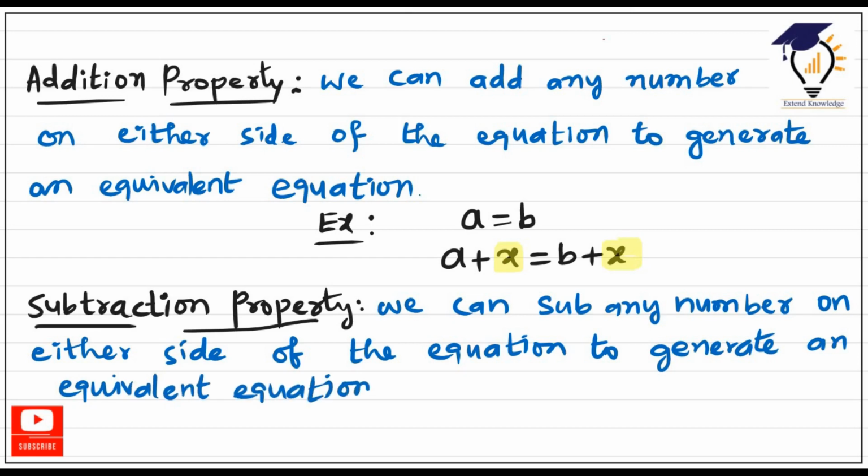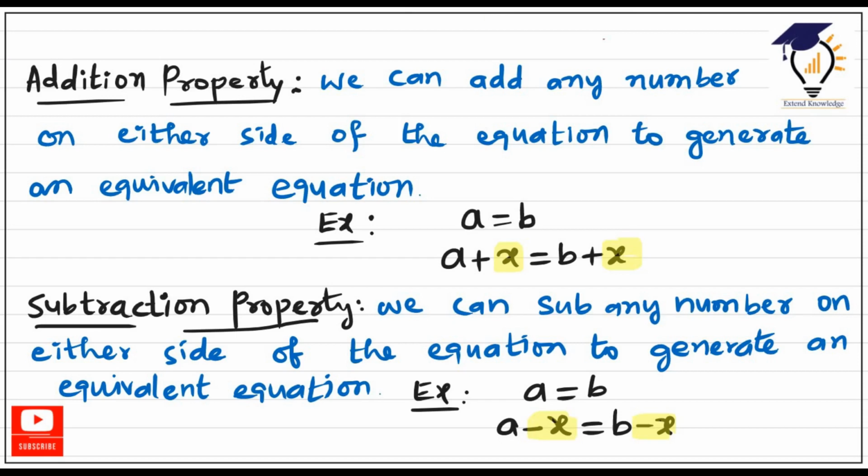So we can subtract as well, just as we were doing addition. I'll show you an example. If A is equal to B is an equation, I'm just subtracting X from both sides, and it still makes an equivalent equation. X is a number which can be subtracted to balance the equation, which is used to solve the equation so that we can find the variable. This is the addition and subtraction property of equations.